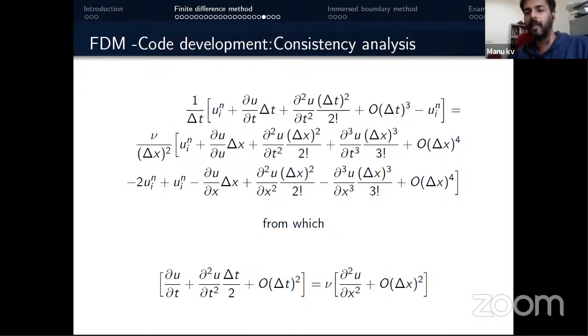So we are making a combination of first order and second order accuracy. On the left hand side there are terms like ∂²u/∂t² times delta t by 2 plus order of delta t square, and on the right hand side it is second order spatially. As delta x goes to 0 and delta t goes to 0, we obtain the same governing equation.